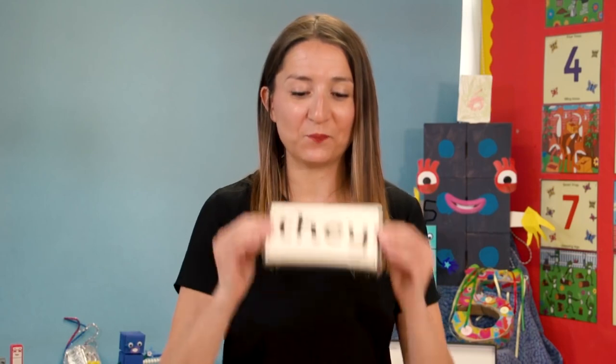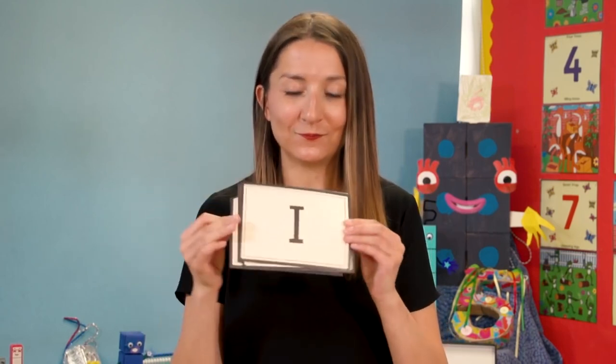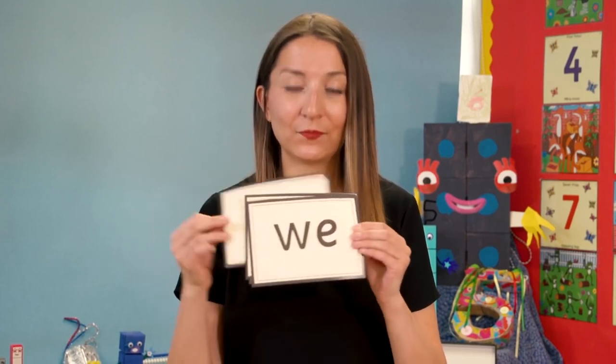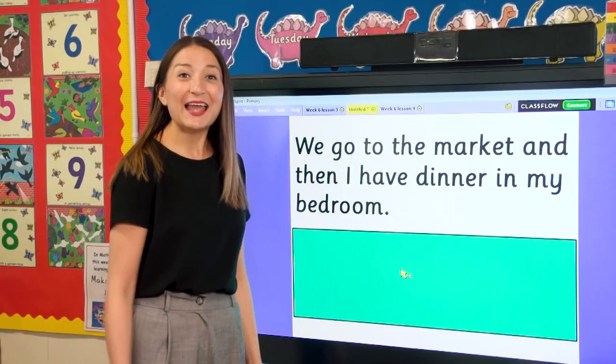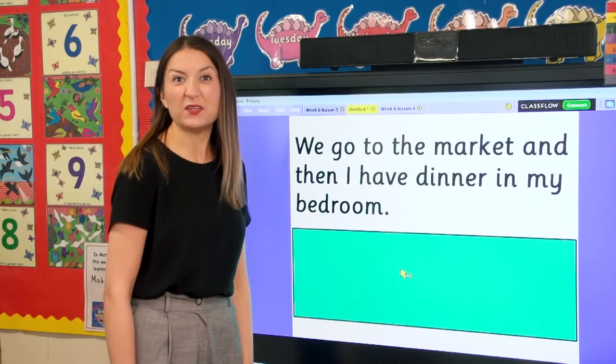Let's read them together. They, go, I, we. Did you get them right? What super reading of your tricky words, children. Well done. Let's read some sentences with some words we've been using today.